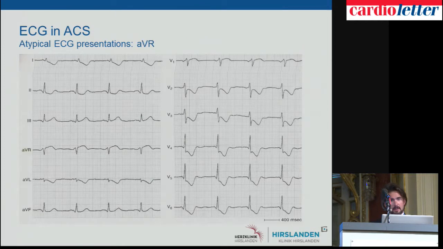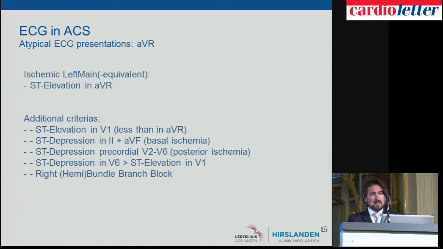Okay, then the ST elevation in aVR. You see the ECG is definitely not normal. We have ST elevations only here, a bit more than here, and quite diffuse ST depression all over the ECG. This is something that is known as an ischemic left main or left main equivalent, if you have an ST elevation in aVR in combination with some additional criteria that are noted here.